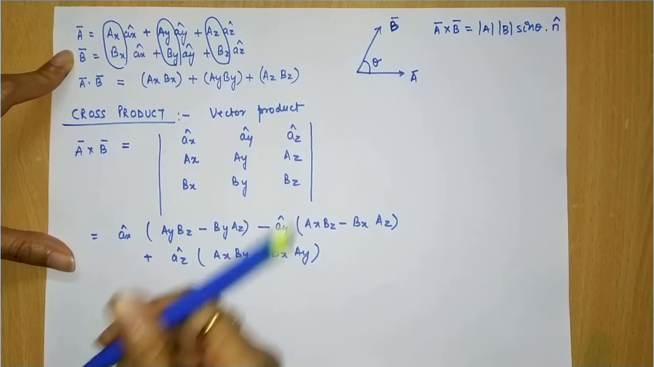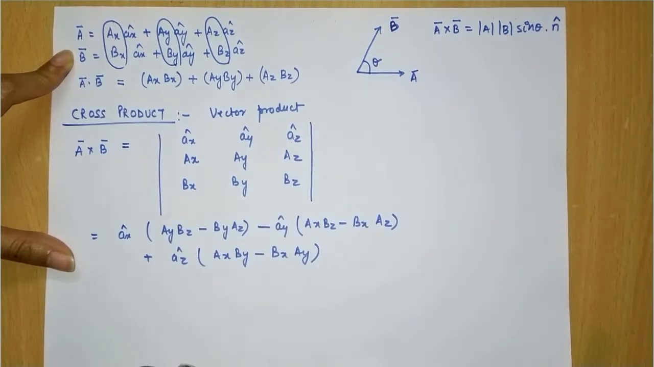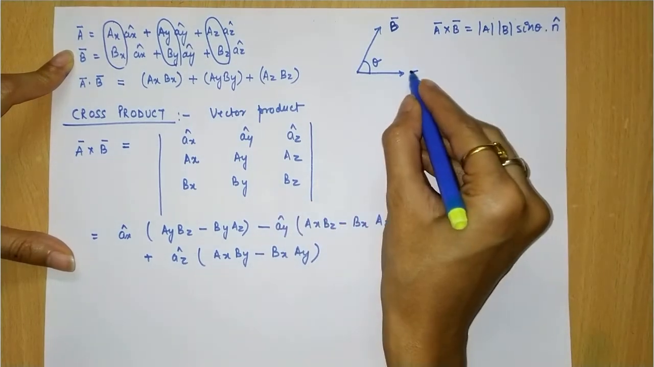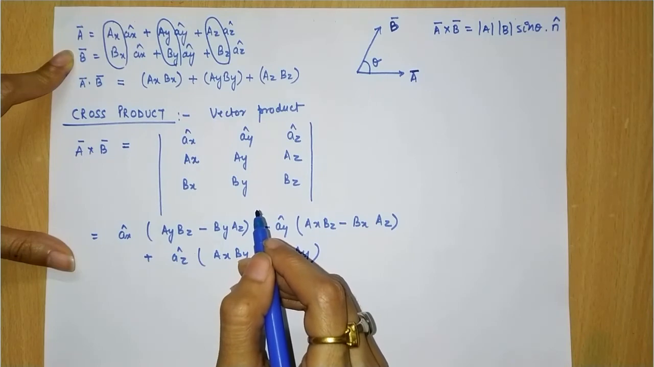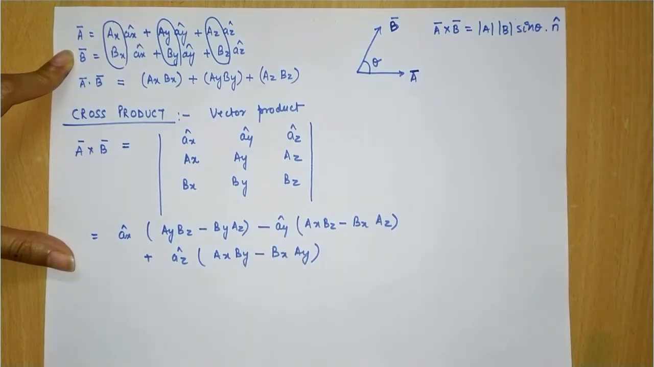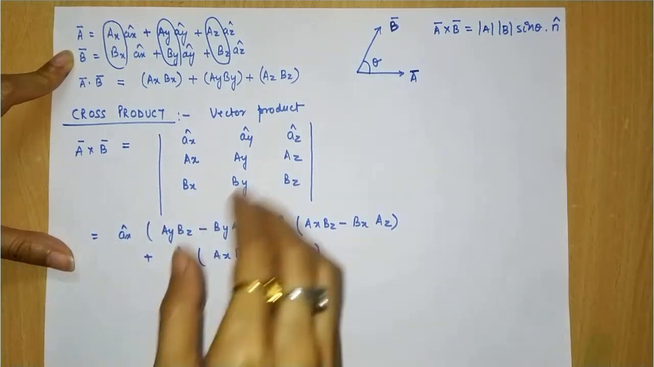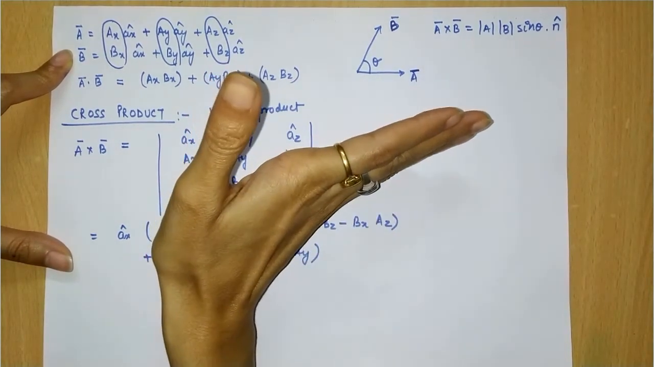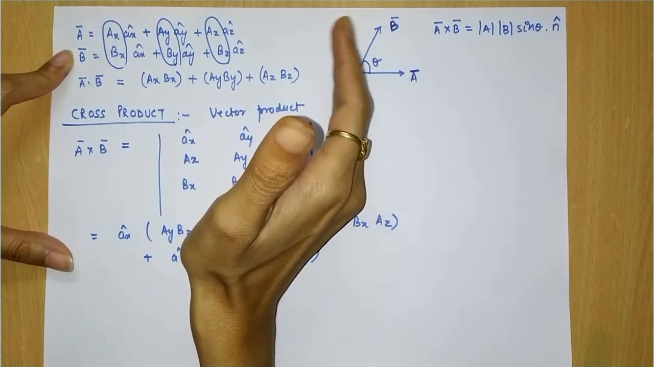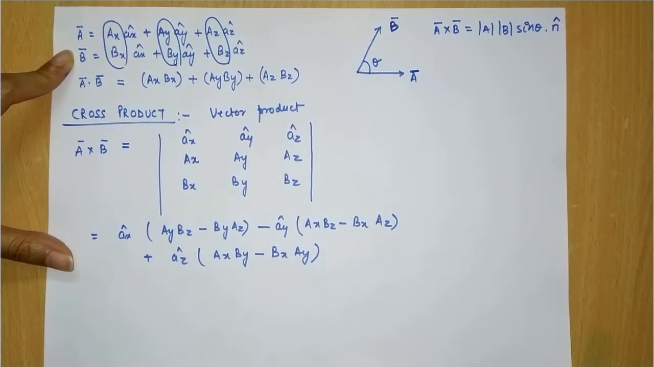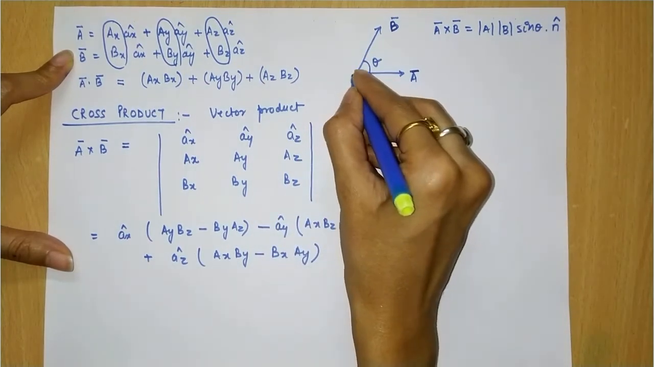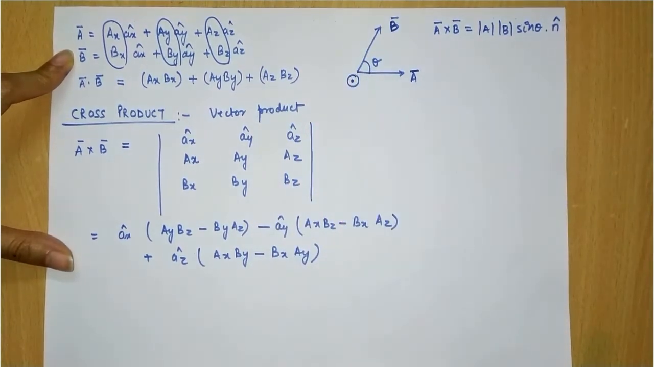In the above figure, if we keep our fingers in the direction of vector A and curl or fold them towards B, then the thumb will be pointing out of the plane of the paper. In this manner, you keep your fingers in the direction of A, curl them around B, then the thumb will be pointing out of the plane of the paper. Hence, this is the direction of the normal vector.